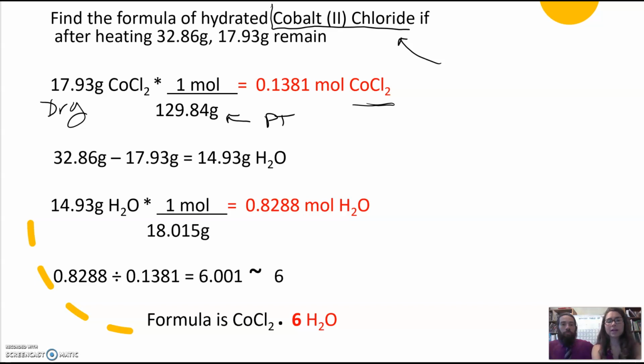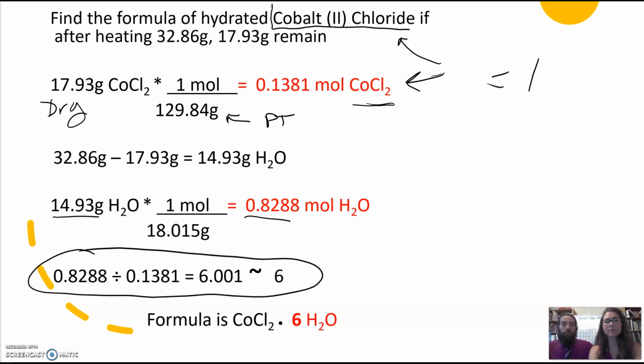Again, we have the subtraction to get the amount of water that was lost, and we can convert grams of water into moles of water. We can't use these decimals as our mole-mole ratio. It is a mole-mole ratio, but we need to represent our formulas in whole number ratios. So we divide both by the smallest one. This is our smallest one. If we divide it by itself, we get 1. If we divide the other one by the smallest one, we get 6.